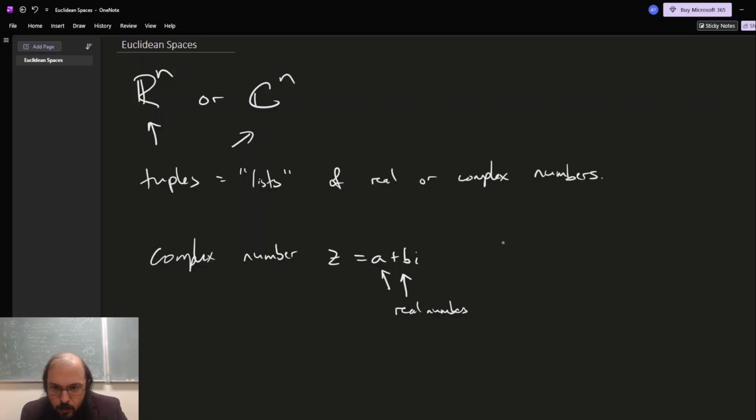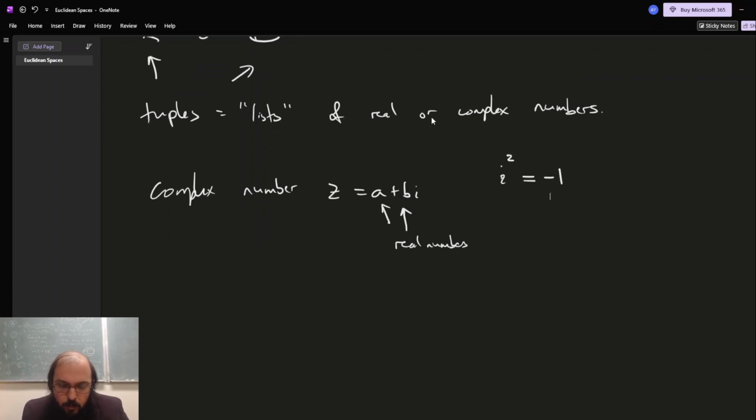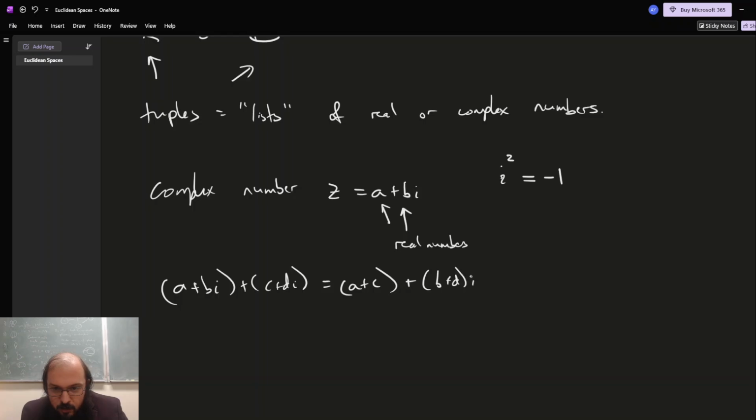And i is not a real number. It's a new imaginary number with the property that i squared is -1. With this terminology, complex numbers have a whole bunch of familiar looking properties, namely they can be added. We add their parts without the i's, and then we add the parts with the i's. Basically just like terms and all that. And they can be multiplied.